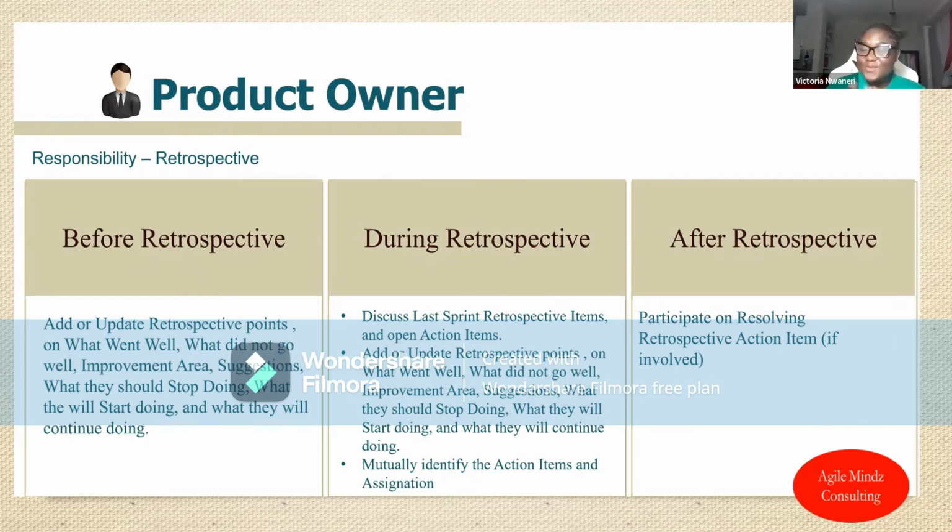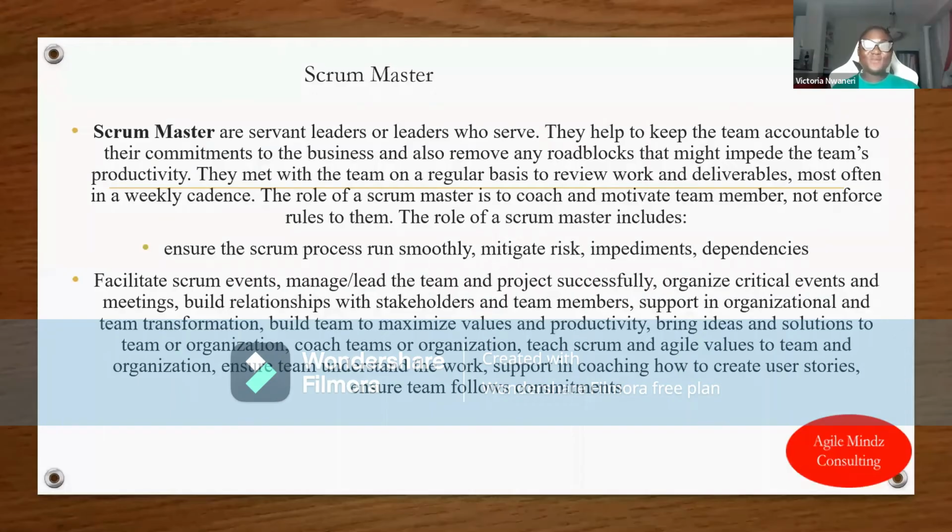Now we're going to move on to the Scrum Master. So speaking of a Scrum Master, I started as a Scrum Master, so this is my heart and joy. So as a Scrum Master, who are you? Who are we? It says the Scrum Masters are servant leaders, or rather, leaders who serve, based on the new Scrum Guide. They all mean the same thing.